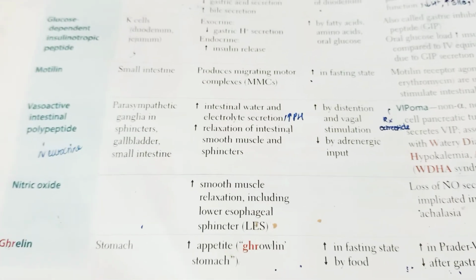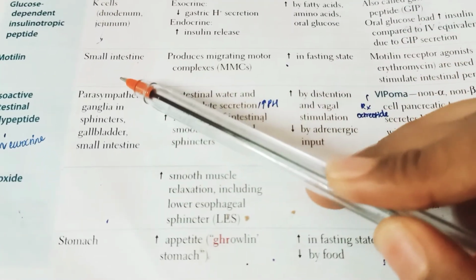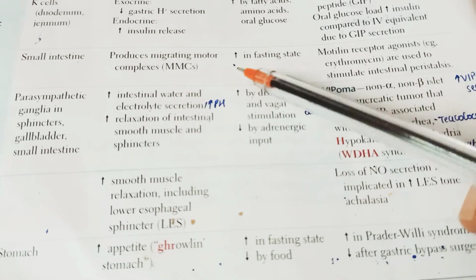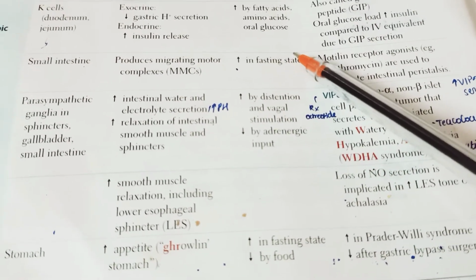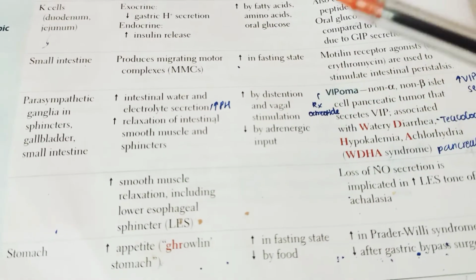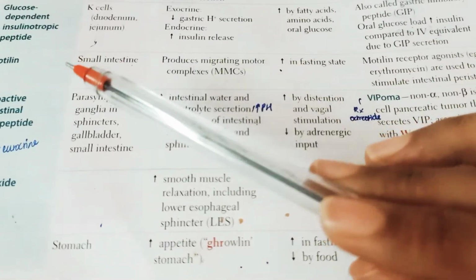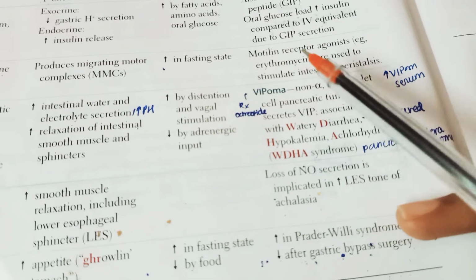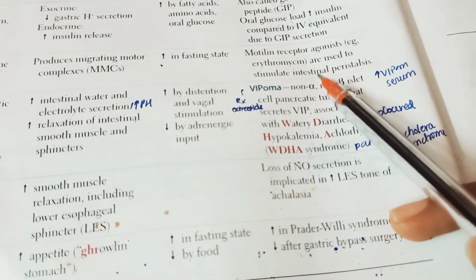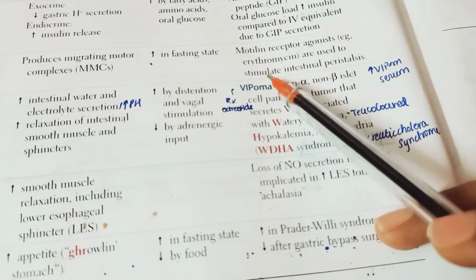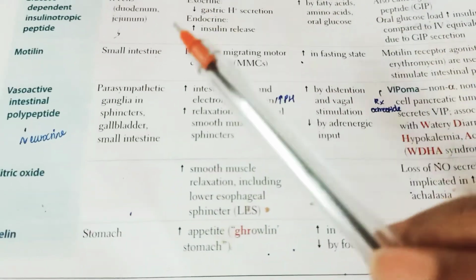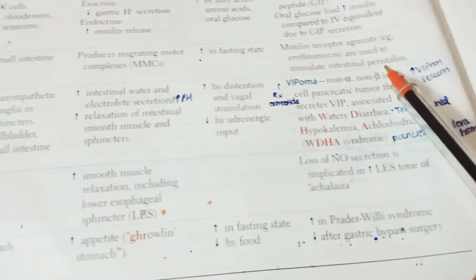Next, coming to motilin. Motilin is produced in the small intestine. It produces migratory motor complexes, which are mainly increased in the fasting state. Whenever we are in a fasting state, our body gets washed out because of the increase in motilin. Motilin receptor agonists like erythromycin are used to stimulate intestinal peristalsis. So erythromycin can be used as treatment in gastroparesis when we want to clean the intestine, because it will initiate intestinal peristalsis.